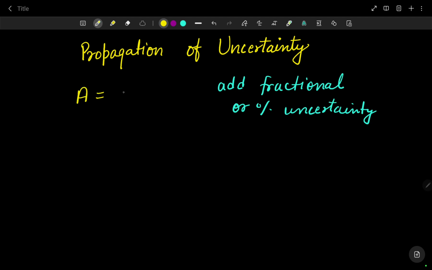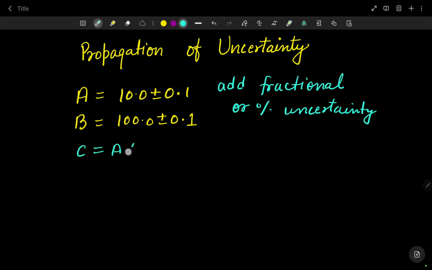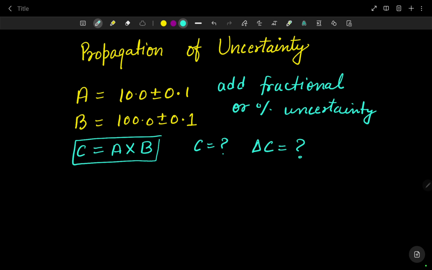Let us suppose I have a physical quantity A as 10 plus minus 0.1, and another physical quantity B as, let us say, 100 plus minus 0.1. Okay, I want to find out C, and C depends on A and B as the product of A and B. So I want to find out C and the absolute uncertainty in C. Now how do we do that?